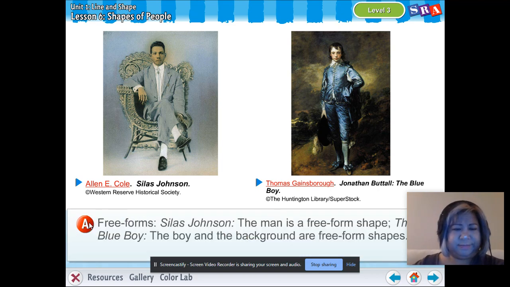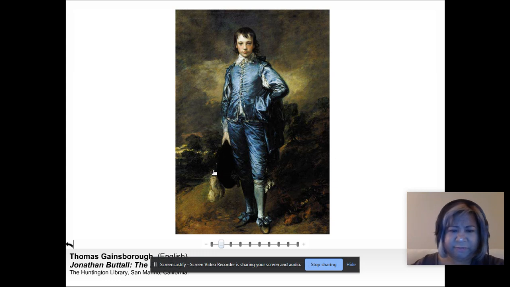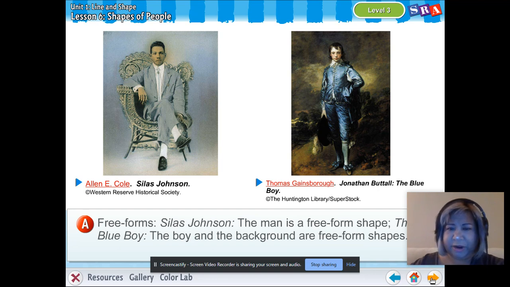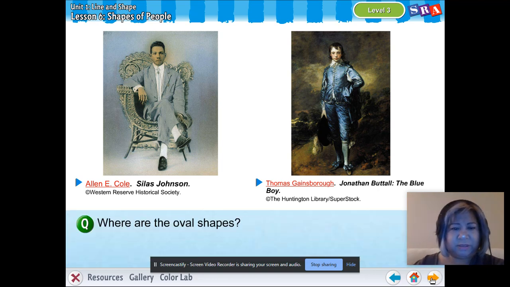Freeform shapes. Well, if we looked hard enough, we could find freeform shapes. His whole body is a freeform shape, because remember, people are considered freeform shapes. And in the background of this one, there's a bunch of freeform shapes. His hat is a freeform shape. His bow is freeform. Things on the floor that are not rectangles, triangles, or geometric shapes. This big blob in the back is a freeform shape. Remember, freeform shapes are shapes that are not geometric shapes, that don't have names.